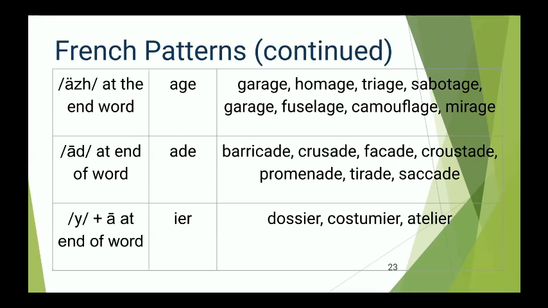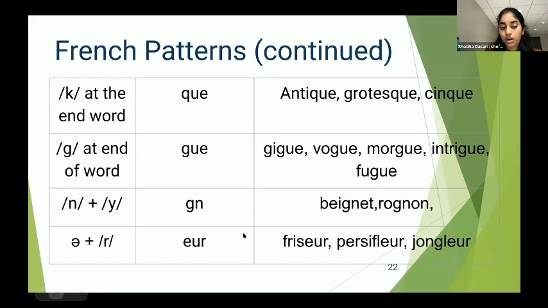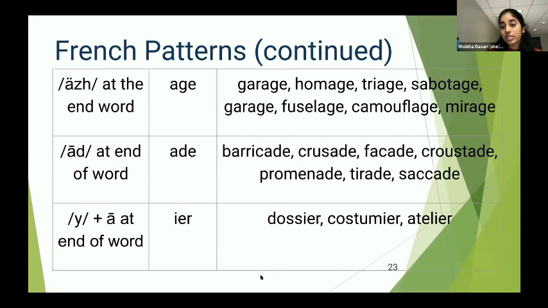Yeah, the EUR words are pronounced freezer, persifleur, jongleur. We'll also be putting this recording on the website, so if you don't get everything now, you can refer back to it on the YouTube for SpellPundit. So you can refer back to things later.